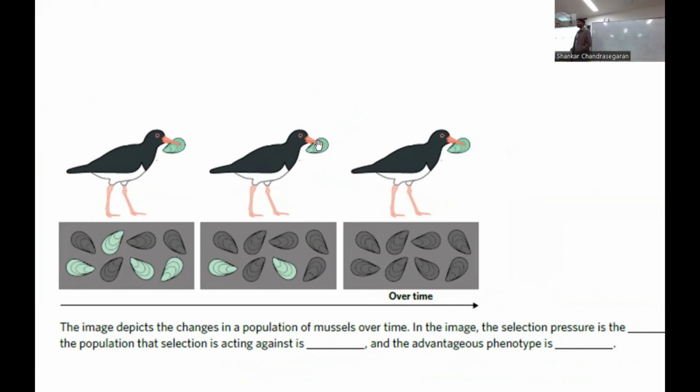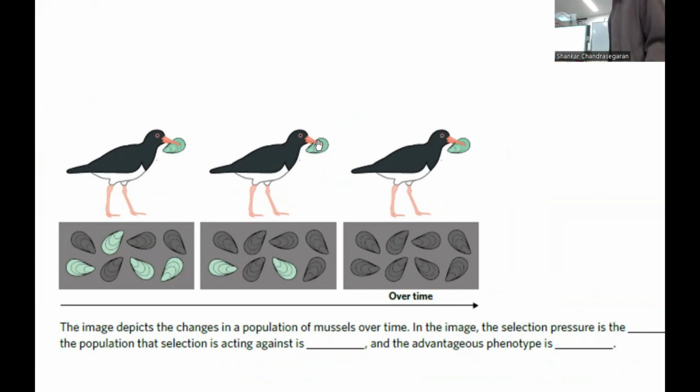The mint color, yes. The mint color mussels are being selected against. And the advantageous phenotype is, can I get Abby? The gray color, right? So this is an example of what form of change in alleles? Sorry, what is the name of this overall process? Can I get Zoe? Yeah, natural selection, right?